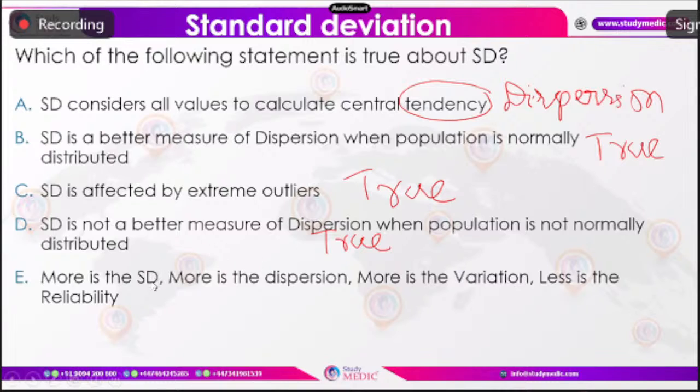So the more the standard deviation, the more the dispersion, correct? The more the variation, the less the reliability of our finding. If we repeat it, we may get a different value if the variation is more. So this statement is also true.